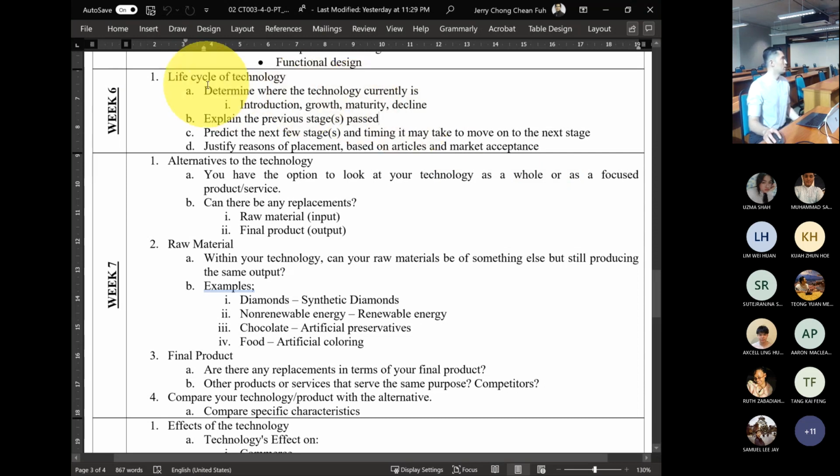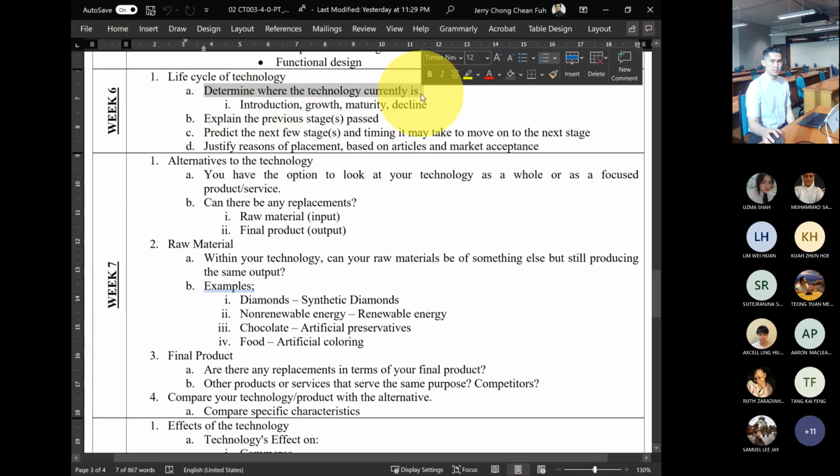Your next weekly task has something to do with you evaluating the life cycle of your technology. What are you supposed to do? You are supposed to determine where the technology currently is. So for the technology that you have selected with your group, you must identify whether it is in the introduction stage, very early. Is it in the growth stage, becoming very popular? Is it at the maturity stage? You notice nothing has changed anymore. The technology has reached its maximum of what else it can do. Or is it actually declining? That means the technology is being used less and less now. That's where decline comes into the picture.